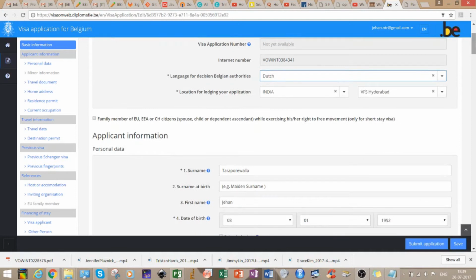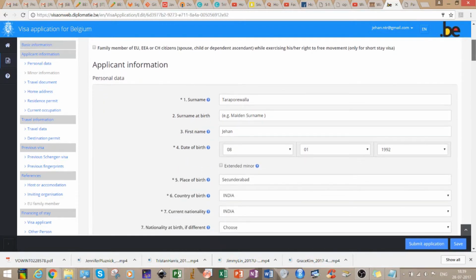Location for lodging your application. That is where you're doing your application. India, and I'm from Hyderabad, so VFS Hyderabad. Is a family member a part of the European Union? If so, then only please tick it. And this is also ticked only for a short stay visa. So again, all students are disqualified.